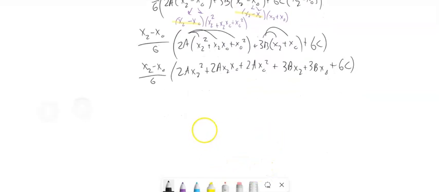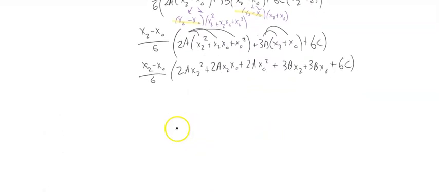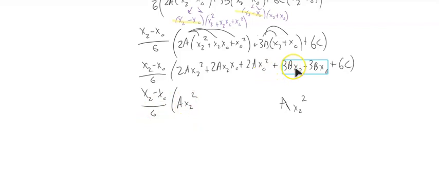And let's gather up some more pieces here. I'm going to look around for some x sub 2s. And notice I have two of these a x sub 2 squareds. So I'm going to take one of them right now, and I'm going to shove the other one out here somewhere, just so I don't lose it. Well, what's cool then, I have three of these b x sub 2s, so I'll take one of those.